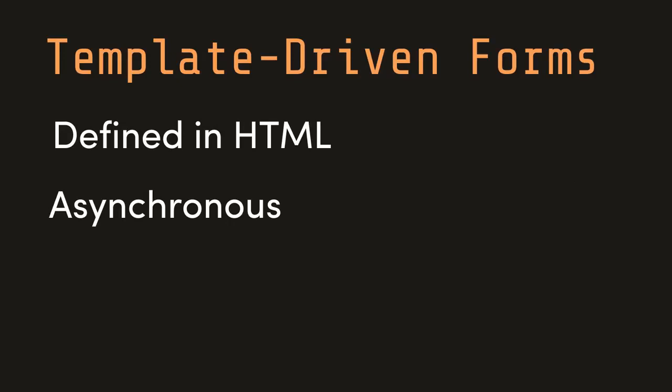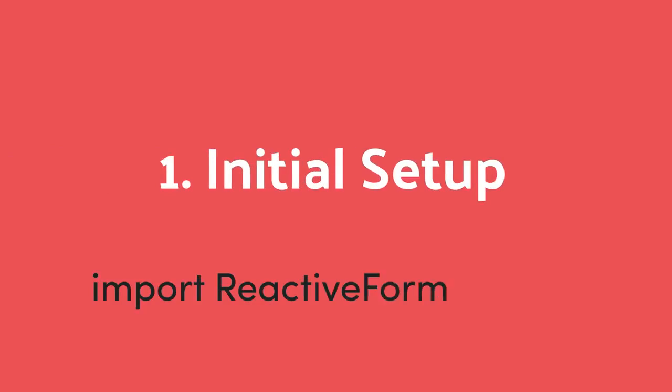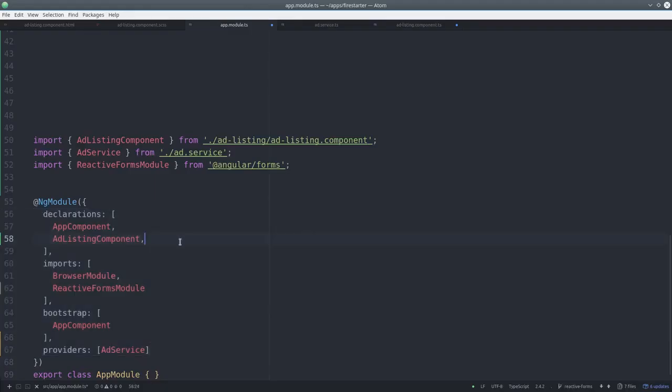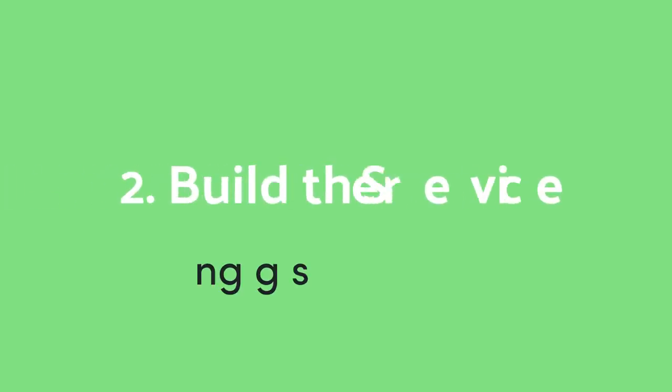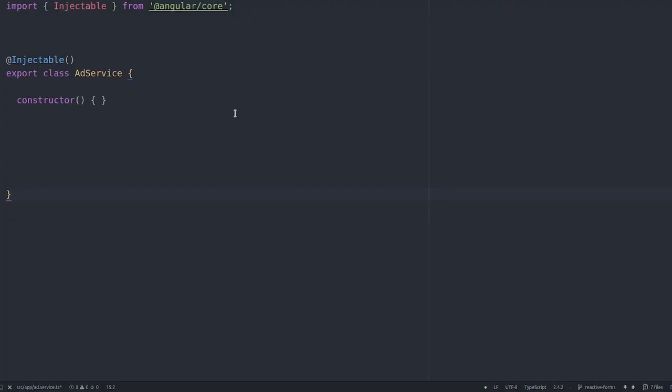So a good rule to follow is if you're building a big, complex form, you should probably go with the reactive form module. Reactive forms are kept in their own module, so we'll need to import that in whichever module we plan on using it in. In this example, we import the reactive forms module into our app module and then add it to the import section. Now we can start building the ad service that will get data from Firebase for our classified ads.